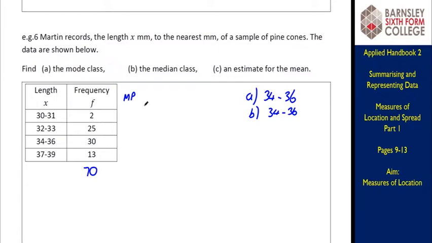The midpoint of the first category is going to be 30.5. So the estimate that I'm making is that every cone in that category was 30.5 millimeters. In the second one, I'm estimating that every one is going to be 32.5 millimeters, then 35 millimeters, and then finally 38 millimeters. Just check the class widths change here, so be very careful with that.